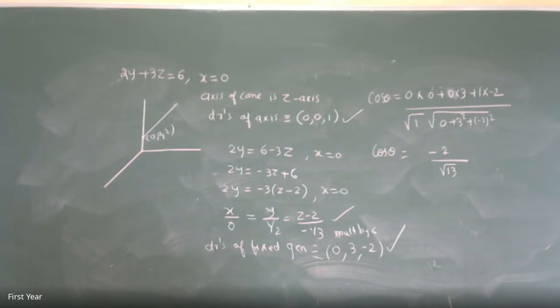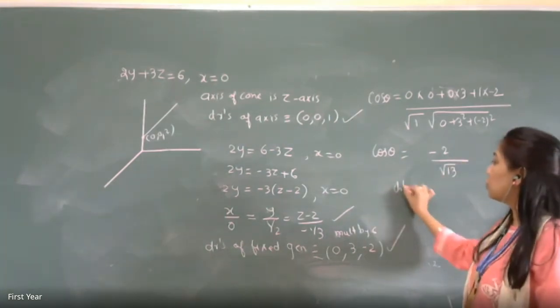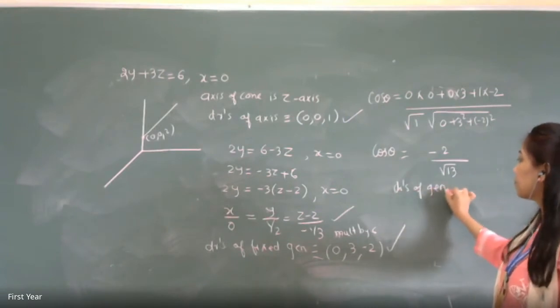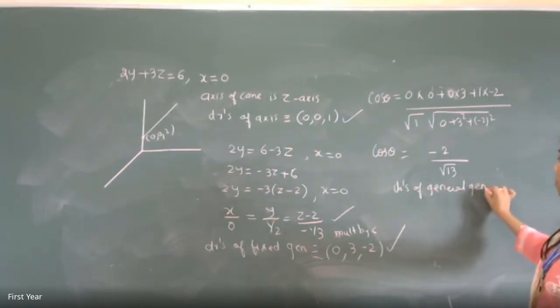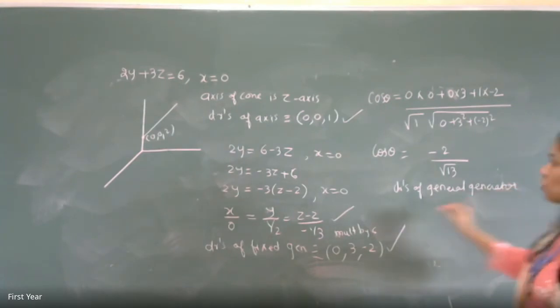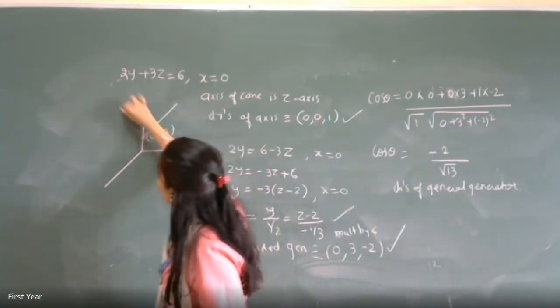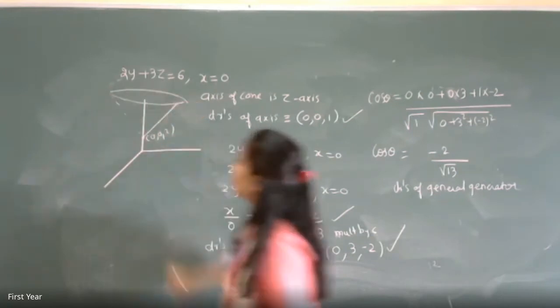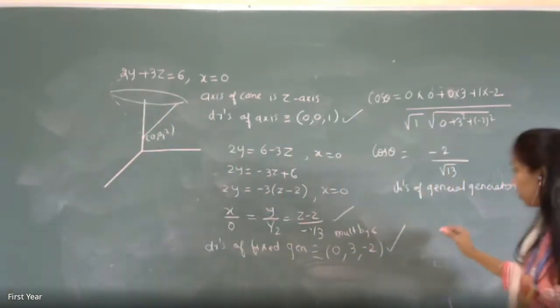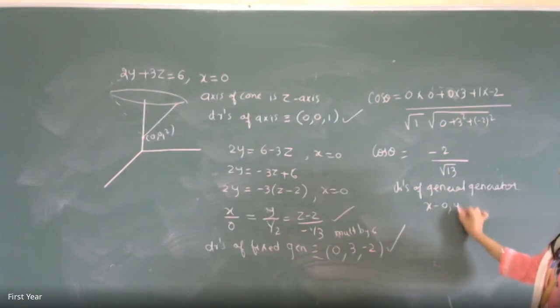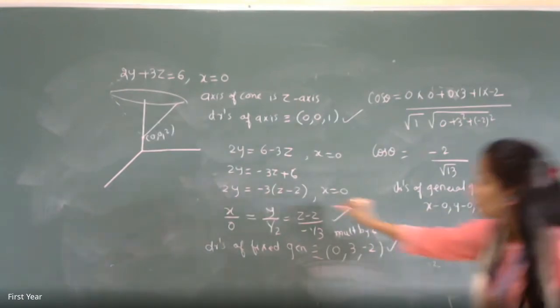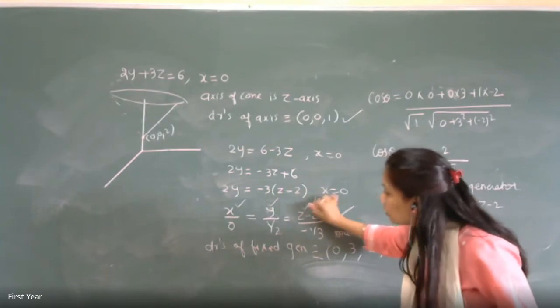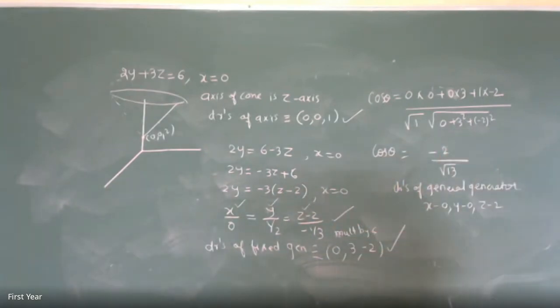The cone can be upwards or downwards. Clear? Why did I write the vertex? Because now I want to write the direction ratios of a general generator. What are the direction ratios of a general generator? It is x, y, z. Suppose the cone was like this above. Then the direction ratios of the general generator will be x minus 0, y minus 0, z minus 2. That confirms that whatever you have written is right.